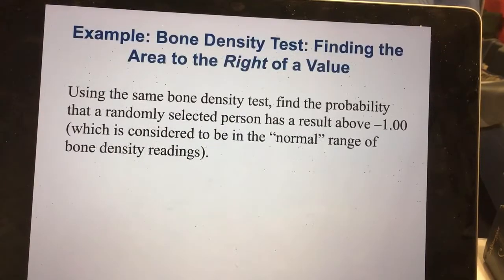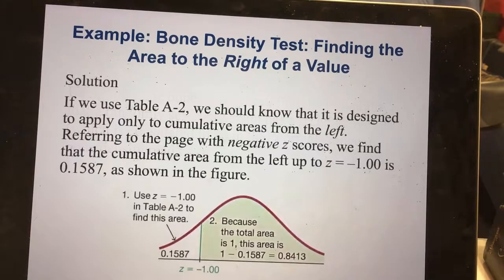All right, so now using the same bone density test, find the probability that a randomly selected person has a result above -1, which is considered to be the normal range for bone density readings. So they're giving us a little bit of science information there. -1 is considered normal. What is the probability that a person will be above -1?